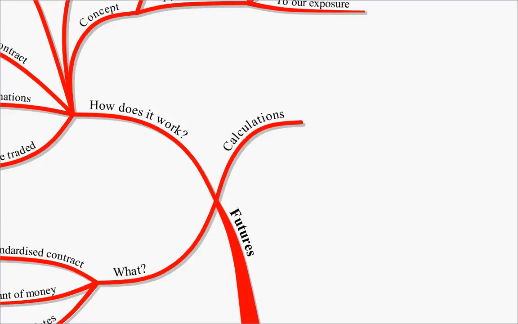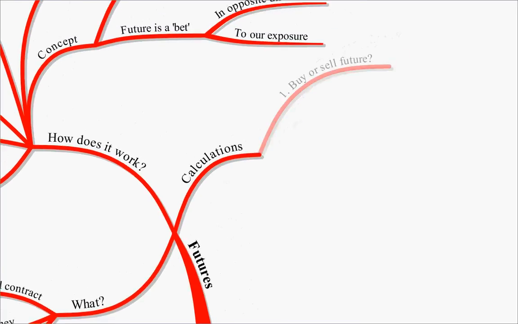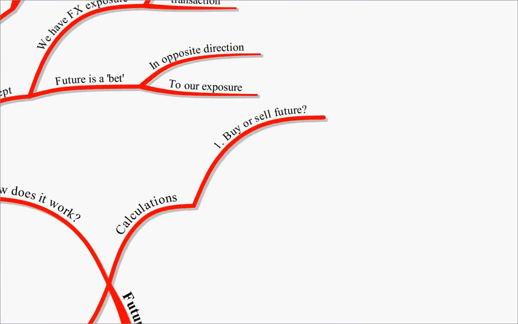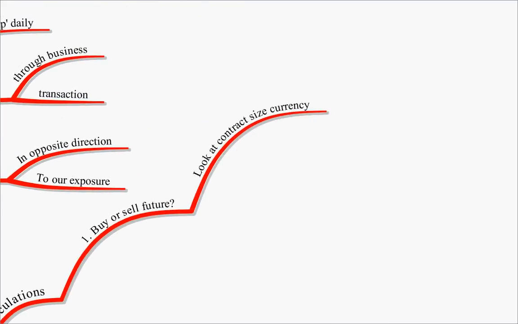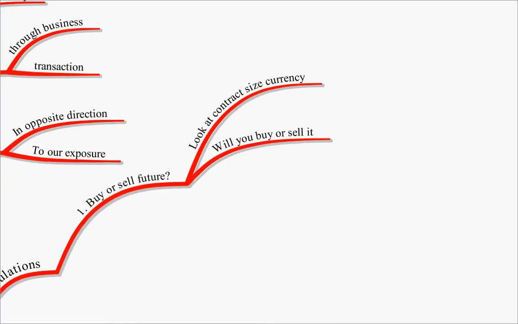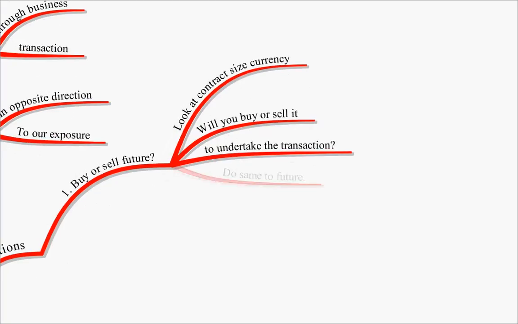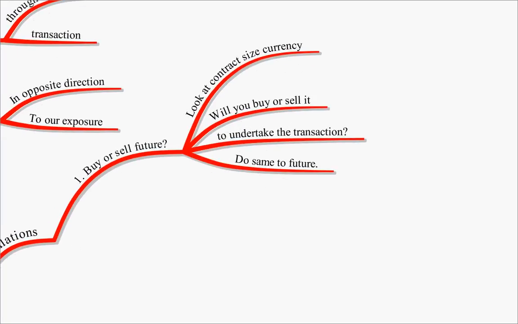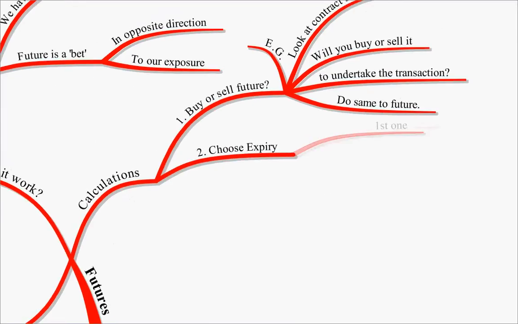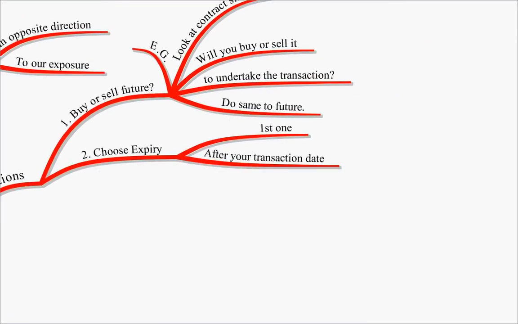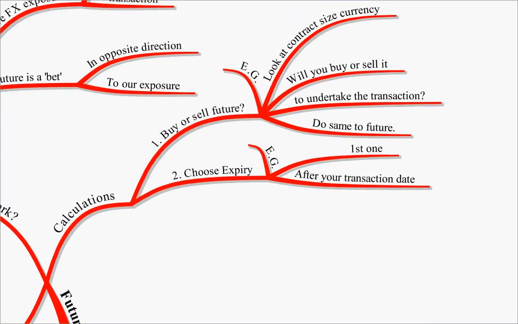Calculations for a future then. Firstly, you have to ask yourself, should I buy or sell a future? Way to do that, look at your contract size currency or your base currency. Ask, will you buy or sell that to undertake the transaction that you're trying to hedge? And do the same to your future. The next question was to choose your expiry date. How do you do that? Well, you choose the first one after your transaction date. So after you're due to receive your $10 million, choose the first date after that transaction date.